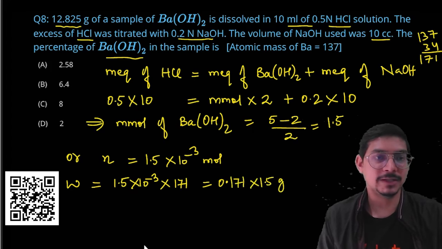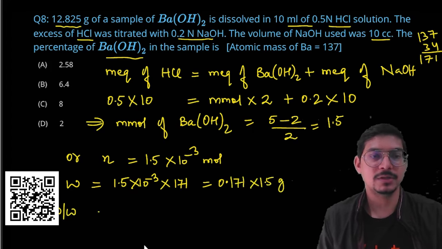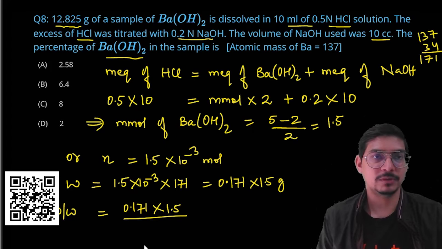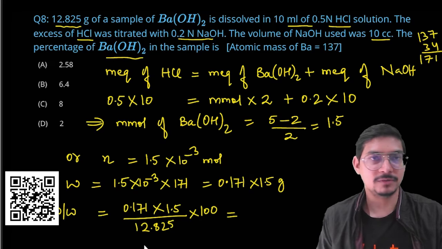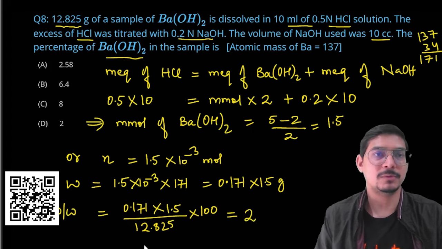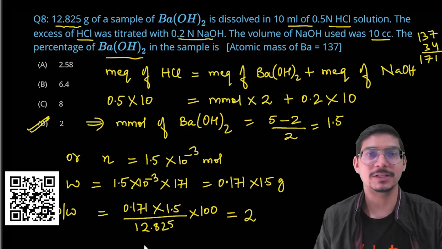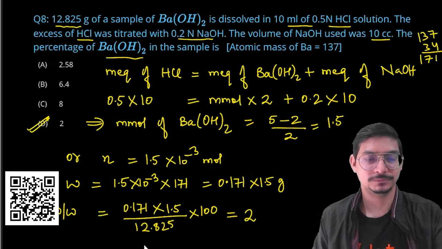And then from here, directly we can calculate mass percentage of barium hydroxide as the mass of barium hydroxide in the sample, which is 0.171 multiplied by 1.5, divided by the mass of sample, 12.825, and multiplied by 100 because we are calculating percentage. When you solve this, this comes out to be exactly 2. So the mass percentage of barium hydroxide in the given sample is 2%. So option D is the correct answer. Thank you.